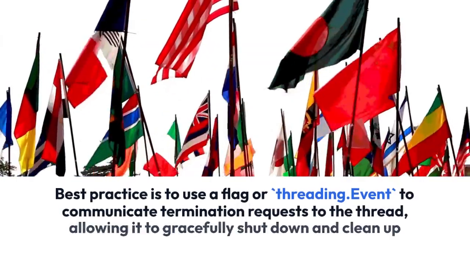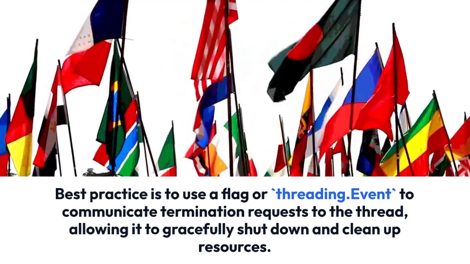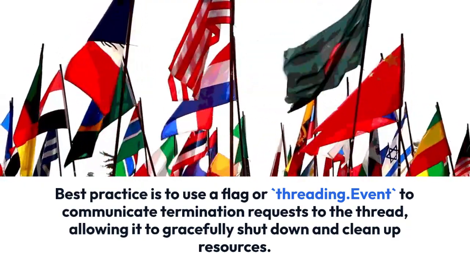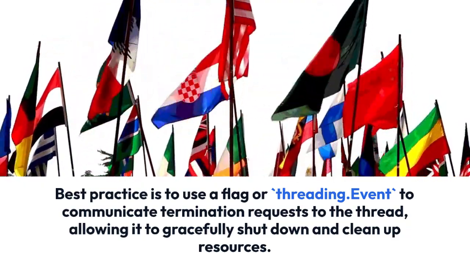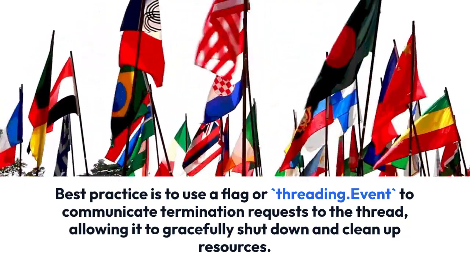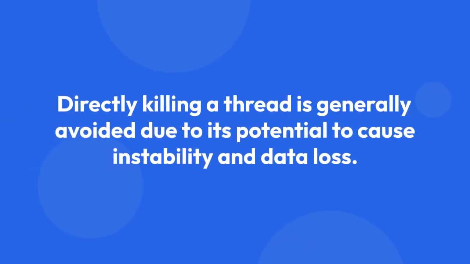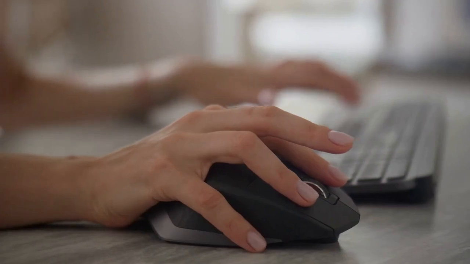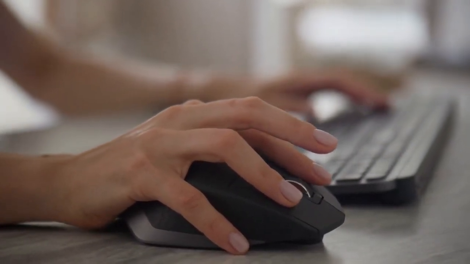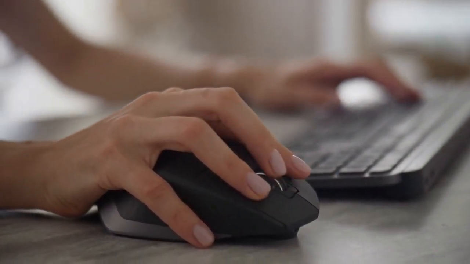In summary, the best practice is to use a flag or threading event to communicate termination requests to the thread, allowing it to gracefully shut down and clean up resources. Directly killing a thread is generally avoided due to its potential to cause instability and data loss. Remember to always use thread.join() to wait for the thread to finish before your main program continues.